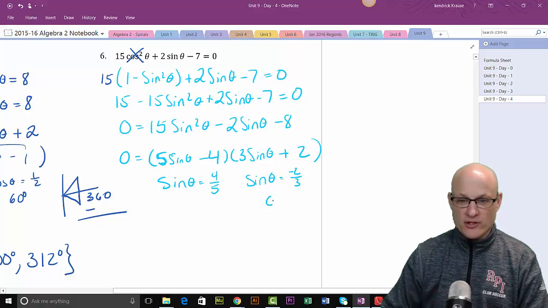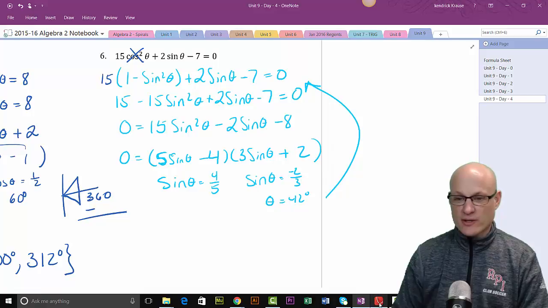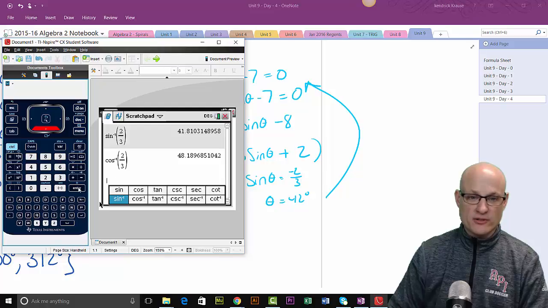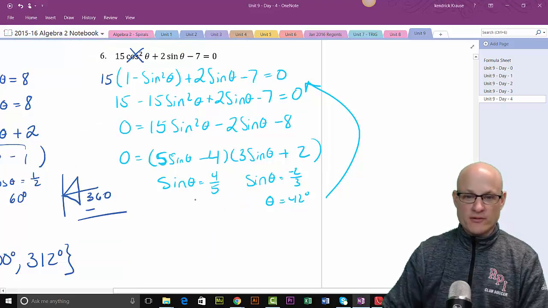Well, the 2/3 on sine I know I got earlier. That's from up here, above there. That's 42 degrees. 4/5, not sure about that. So let's do inverse sine. See, there's that 2/3 we did earlier. Inverse sine of 4/5, and I get 53 degrees. So theta equals 53 degrees.